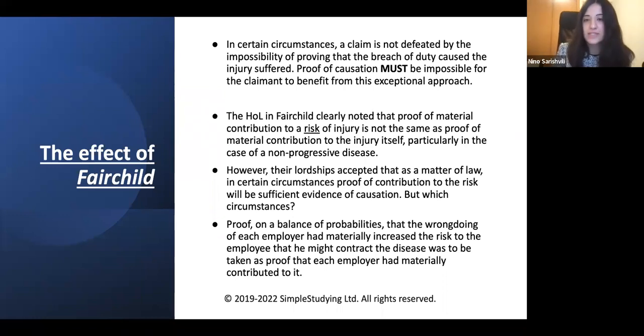However, their lordships accepted that as a matter of law, in certain circumstances, proof of contribution to the risk will be sufficient evidence of causation. On balance of probability, so the standard of proof to be applied in negligence and in all civil cases has to be balance of probabilities. Therefore, we should say in the problem question, when answering a question on negligence, that on balance of probabilities, the negligence claim would succeed in the given circumstances.